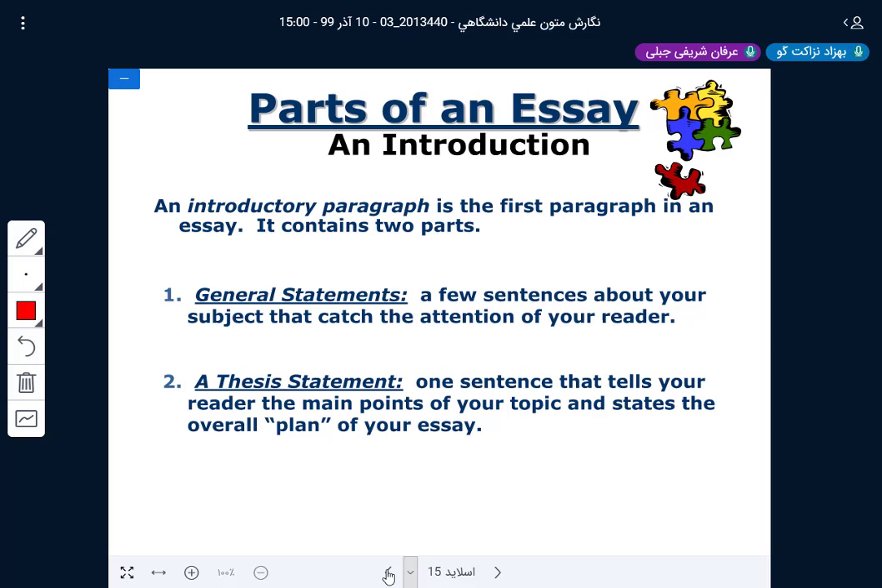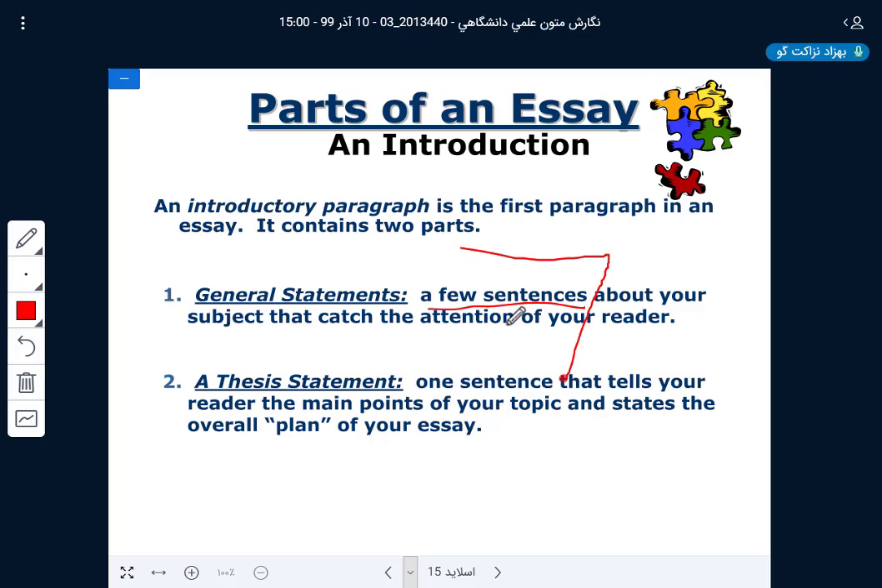Should I read from the first, sir? Yes, please. An introductory paragraph is the first paragraph in an essay. It contains two parts. One, general statements, a few sentences about your subject that catch the attention of your reader. A few sentences. So it starts with a general statement as a hook or attention grabber.